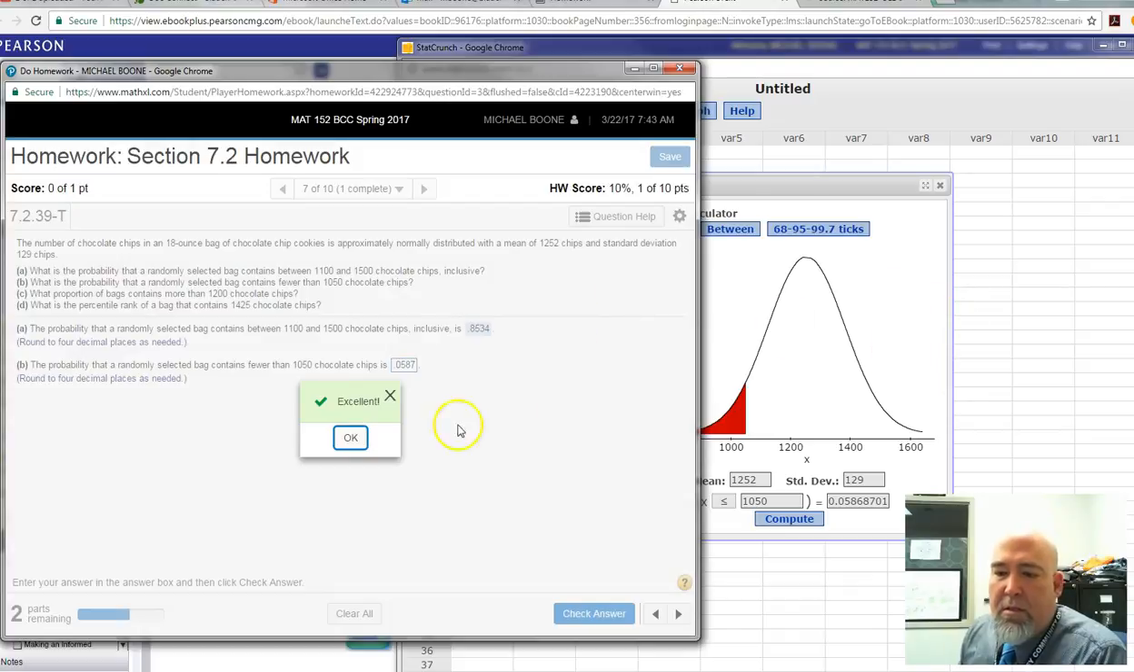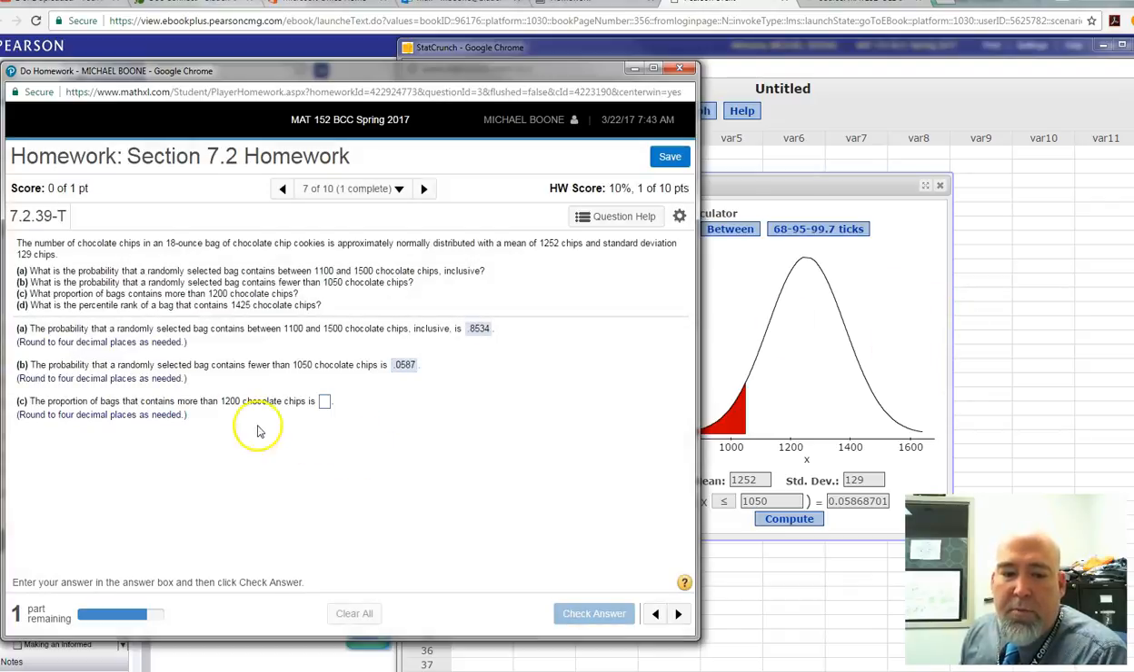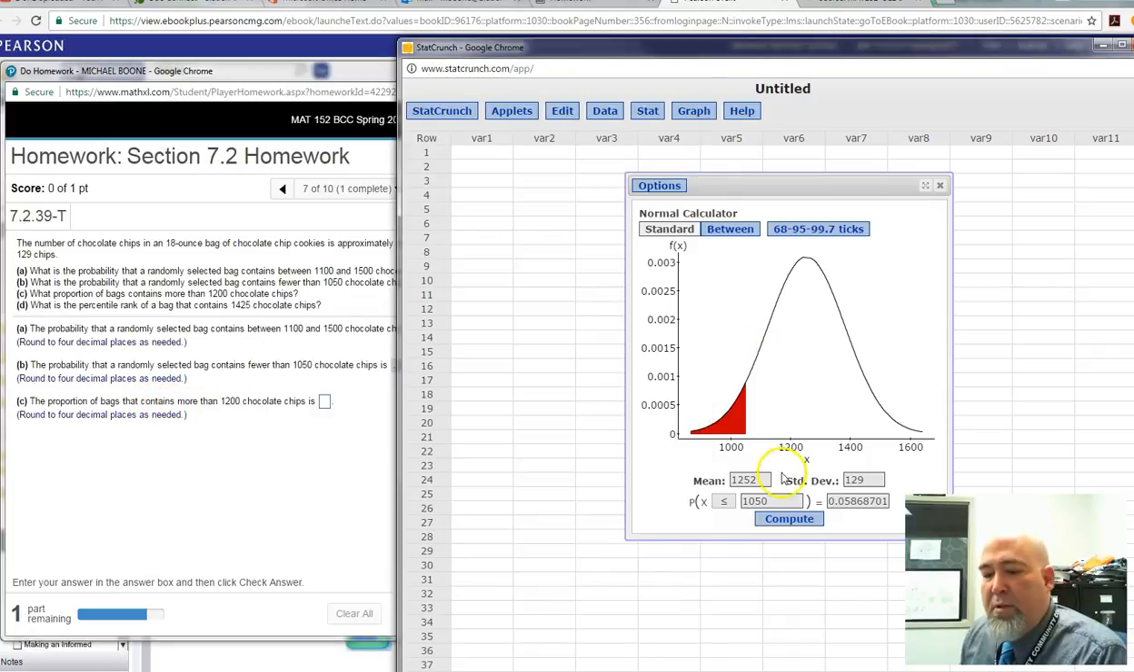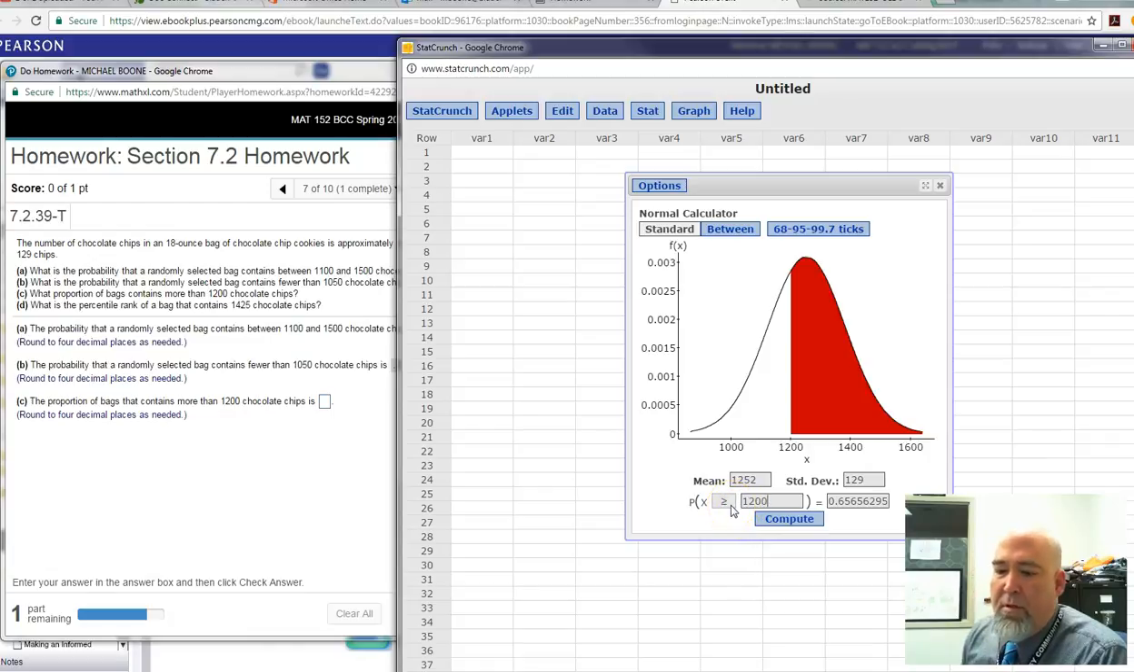So using this normal calculator is super helpful. For the proportion of bags that contain more than 1200 chips, well, I need to change my inequality to more than 1200, and I get that area of the shaded region, or the probability or proportion, 0.6566.